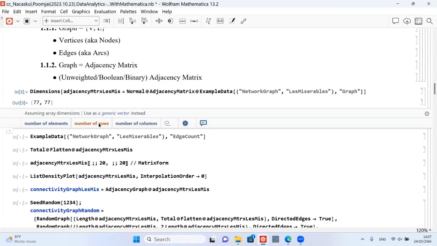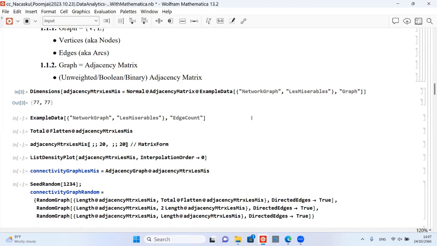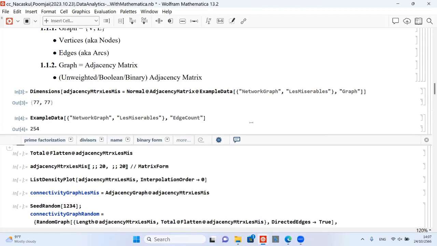This one is called edge count. Edge count is a number, 254. That means that there are 254 ones.